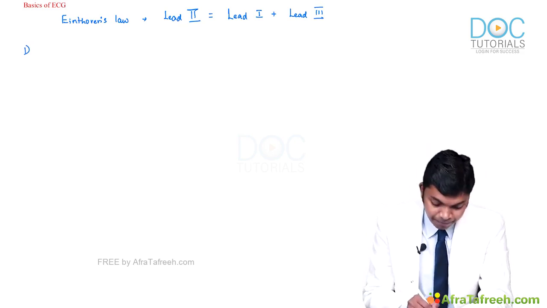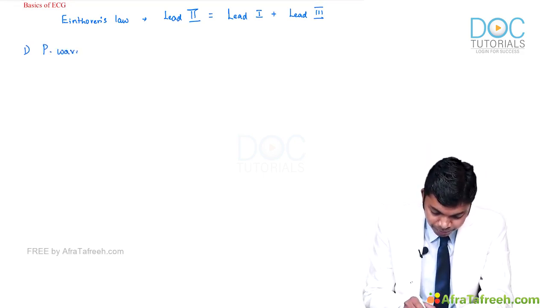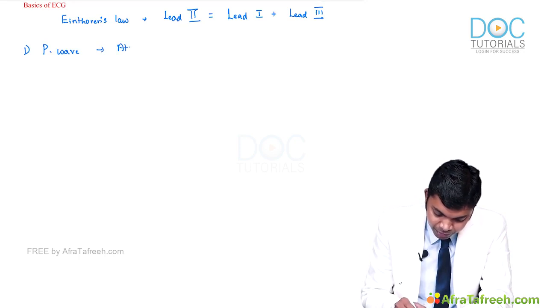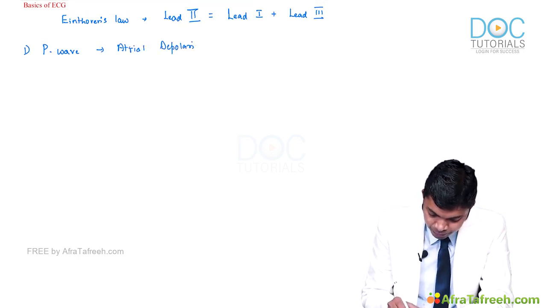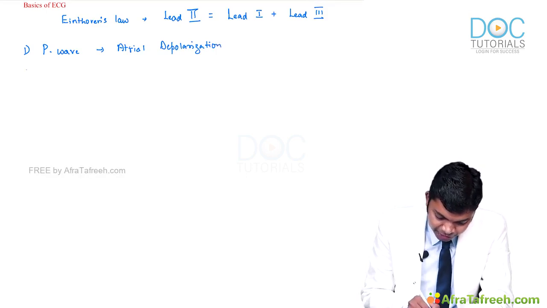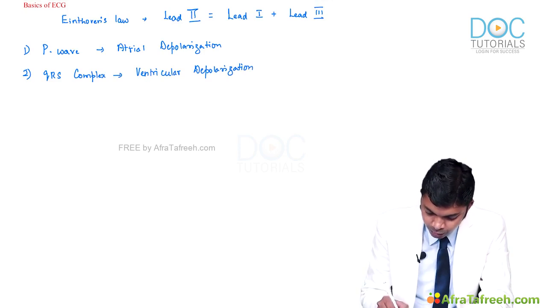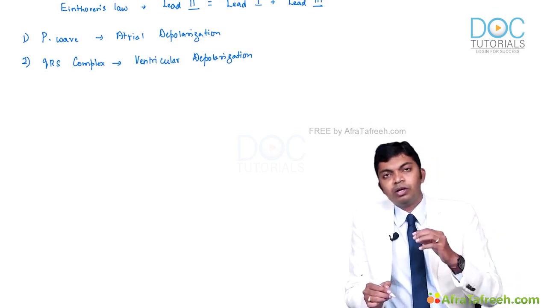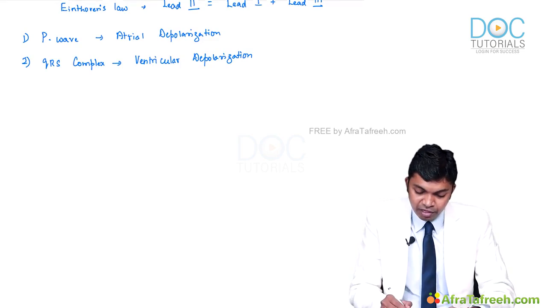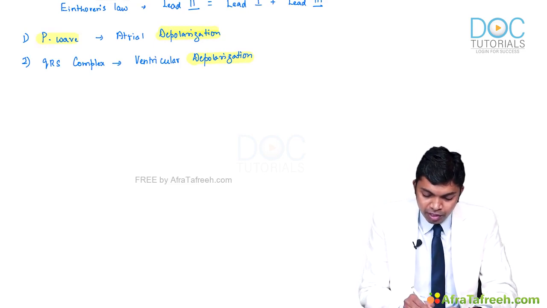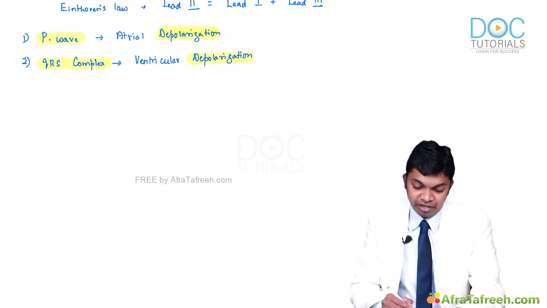We will move on to waves. P wave, we know, is due to atrial depolarization. Then ventricular depolarization is represented by the QRS complex. Okay, so these two are waves of depolarization, doctors. The waves of depolarization are the P wave as well as the QRS complex, right? Both these waves represent depolarization.